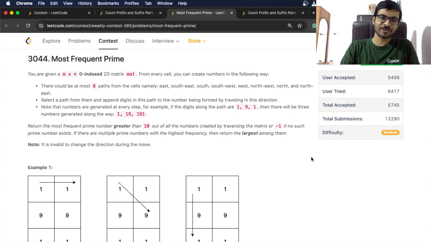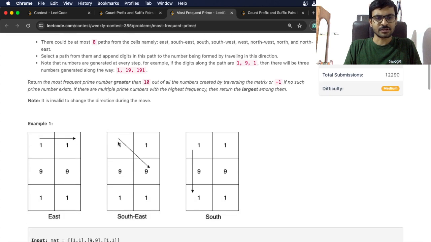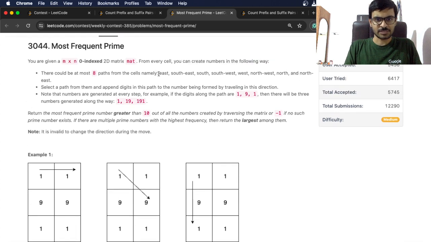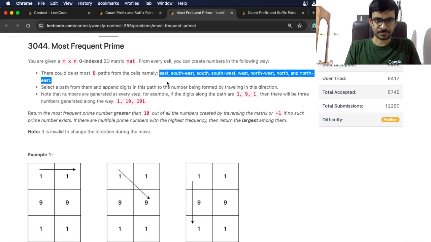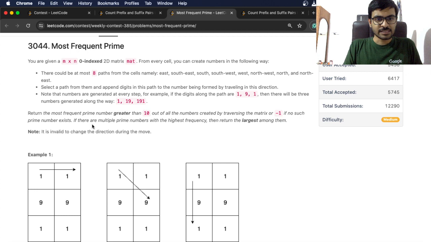We are given a matrix, not necessarily a square matrix, it's m cross n, and from any location we can start iterating, and there are 8 paths from the matrix, including the diagonal paths. So these are the 8 directions. It is given that we cannot change direction. It is invalid to change the direction during the move.